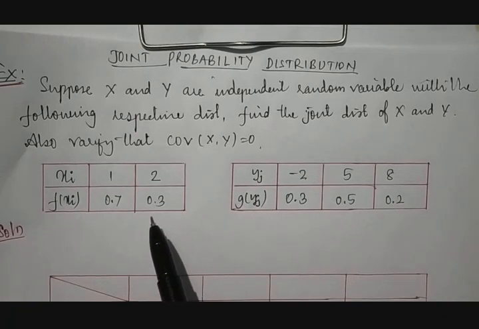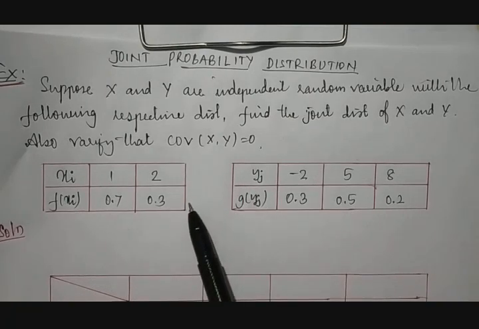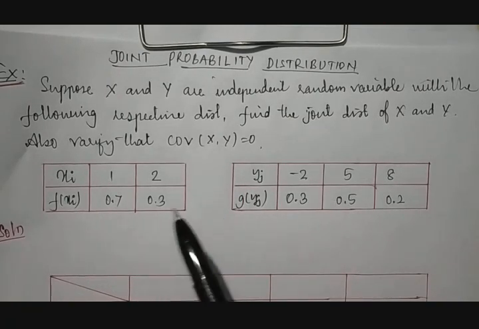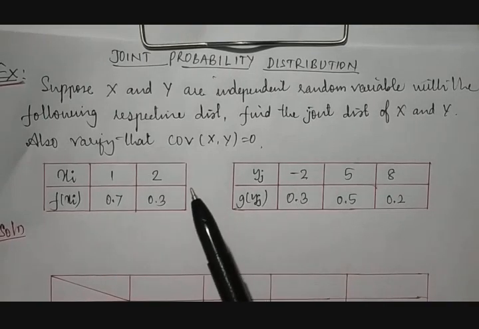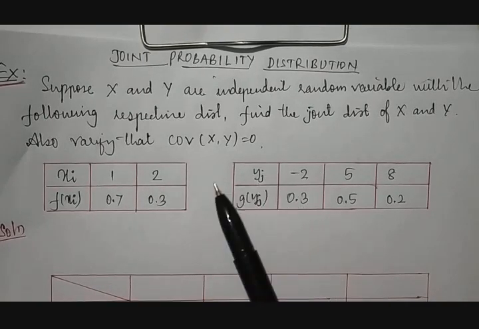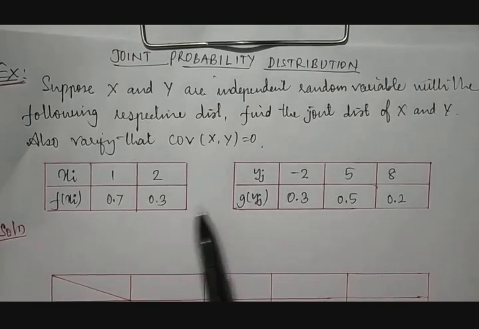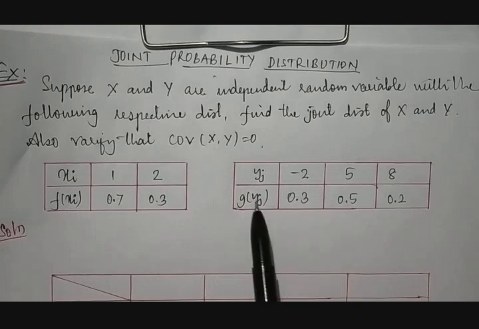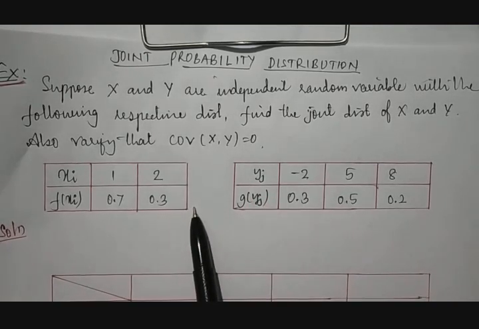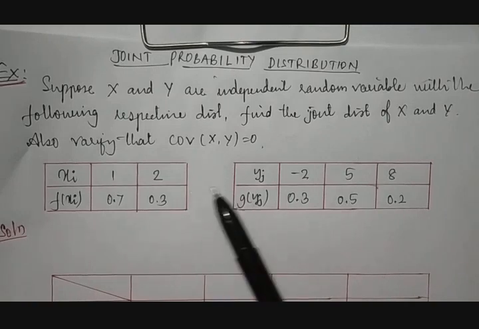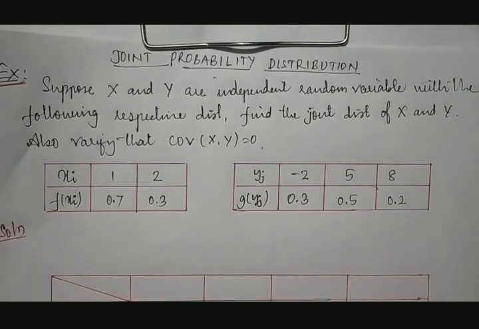called marginal distributions. In previous examples we observed that the joint probability distribution was given, and after breaking that joint distribution, we prepared two separate tables like this, and they are called marginal. But here the case is reverse. Here the marginal distribution is given. So by using the marginal distribution, we need to construct the joint probability distribution. That is the case.